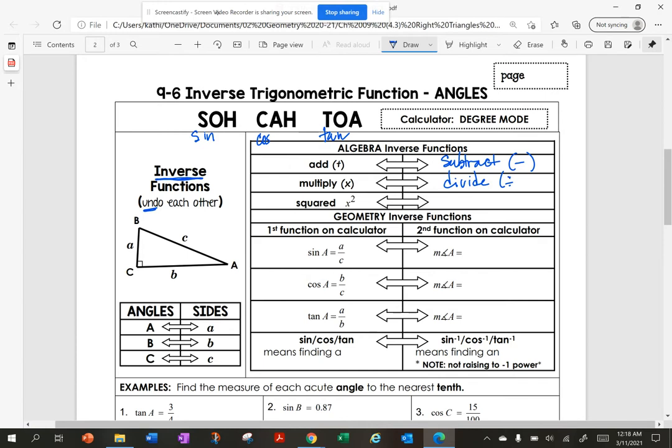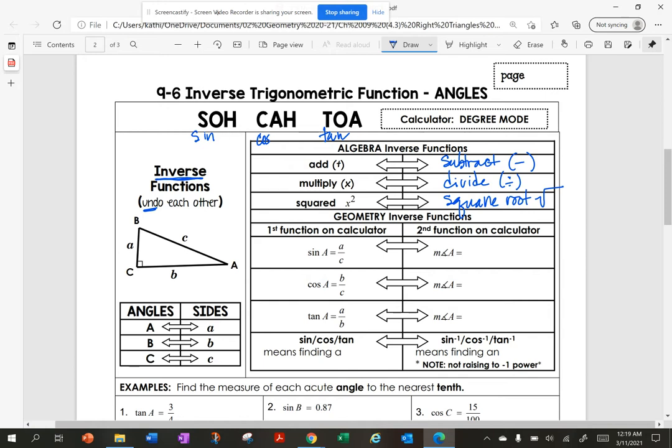Inverse of dividing is multiplying. The inverse of squared is square root. Okay, so I'm going to take the square root. So the inverse of square root is squaring.